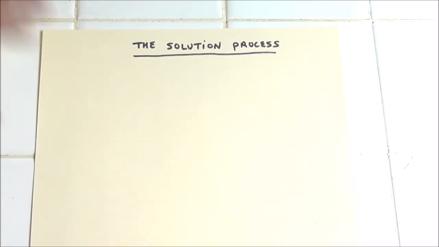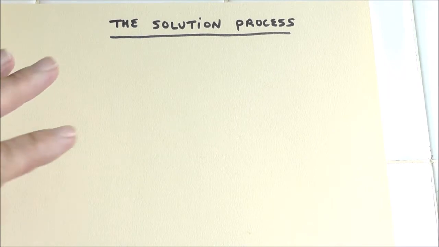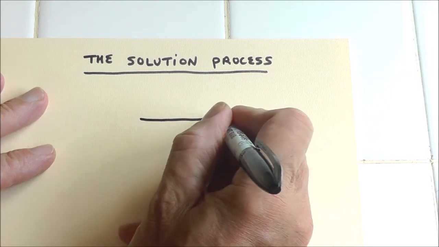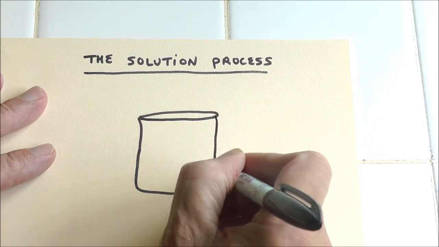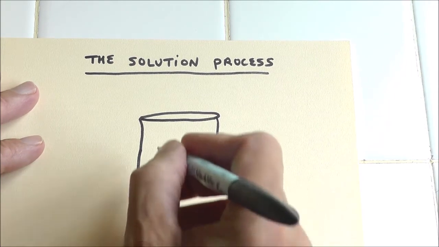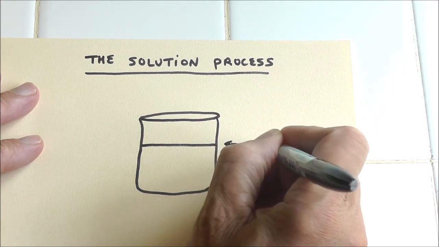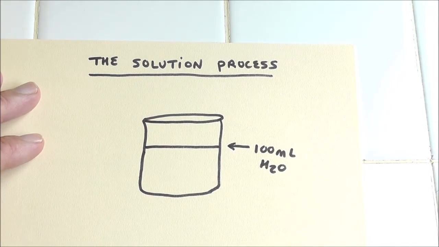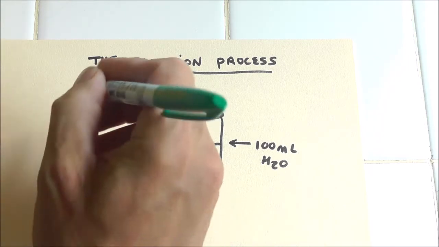So let's do a thought experiment here with actual numbers. And by the way, whenever you're doing a thought experiment, you should always wear your thought safety glasses. So this is going to be a beaker of water, and I'm going to use nice round numbers. We're going to make this 100 milliliters of water. And we're going to say, what if I were to take some 50 grams of NaCl?